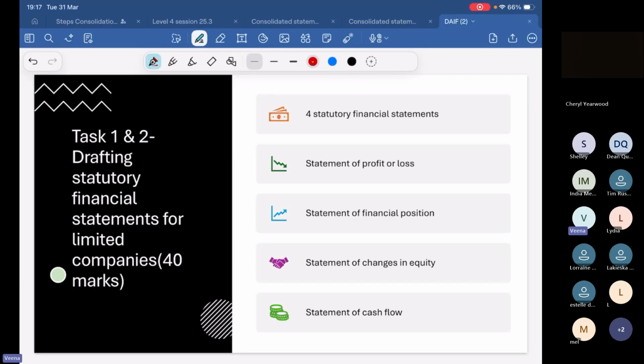There is no guarantee that you will definitely get a statement of cash flow. Some people get it, some people don't get it. But if you get it, people really get almost full marks when they get cash flow. But then obviously it is all your luck on that day.